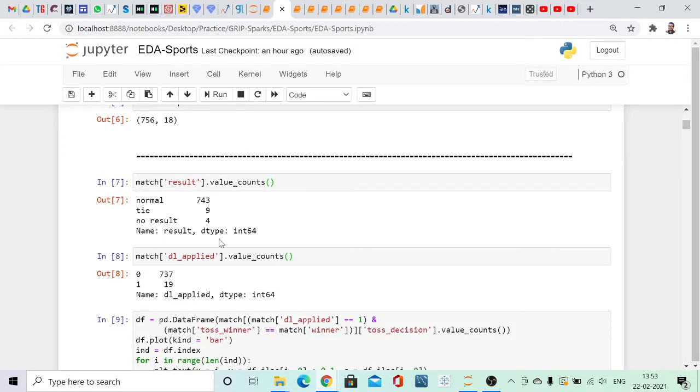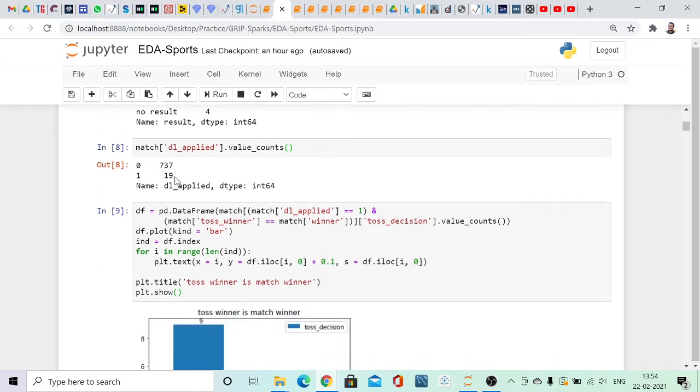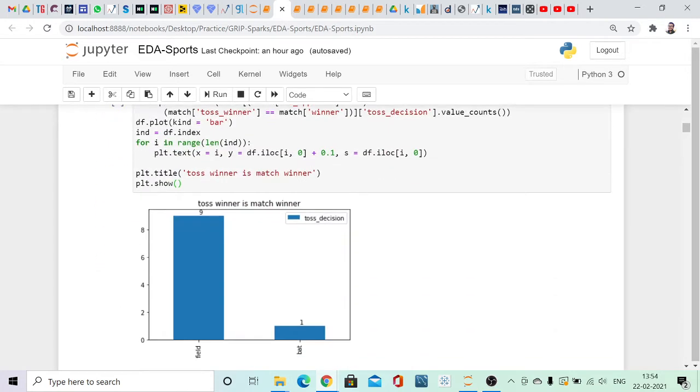Now looking at preliminary analysis, if we look at the result column, we can see that 743 games have normal results, while 9 resulted in tie and 4 resulted in no result, that is the match was abandoned. If we look at the Duckworth-Lewis, in 19 matches Duckworth-Lewis was applied.